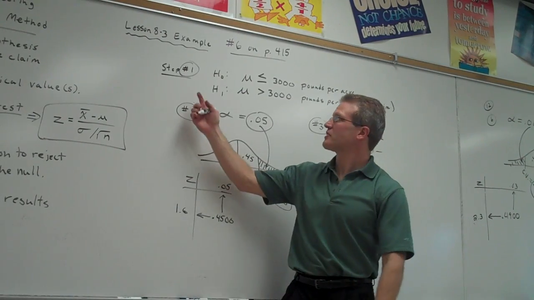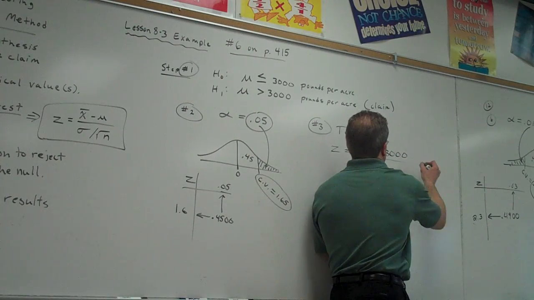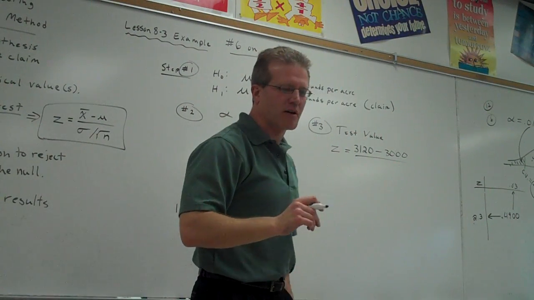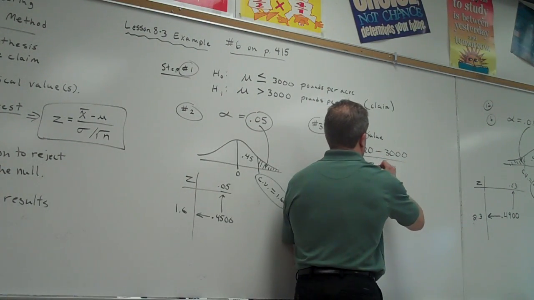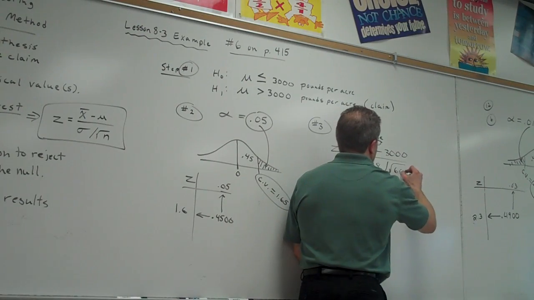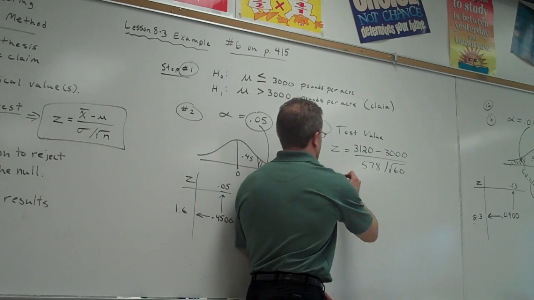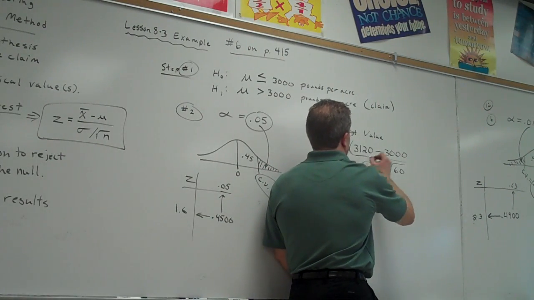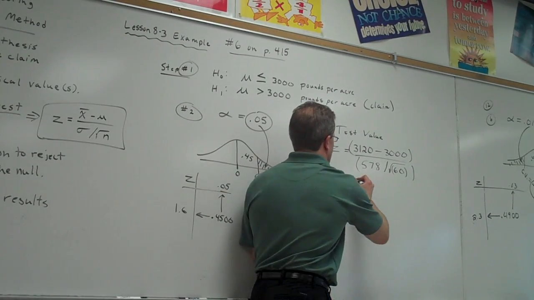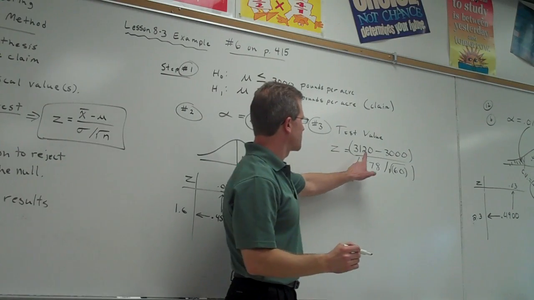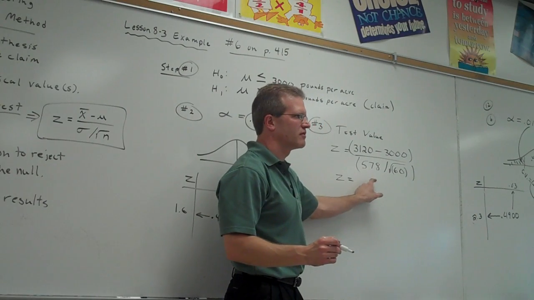Subtract off your hypothesized average, which is 3,000, divided by the standard deviation, which in the problem said was 578 pounds, divided by the square root of 60, because they had 60 plots of land in their sample. Make sure you put parentheses if you're going to try to type it in all at once. Anyone tell me what that comes out to? It should come out to a positive number, because I'm taking a larger number minus a smaller number, so I get a positive, and the denominator will always be positive.